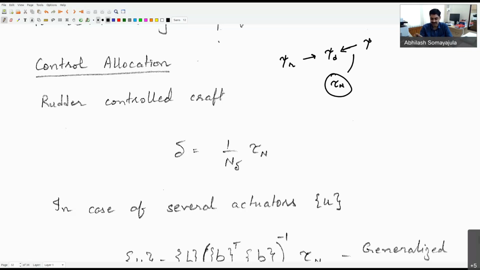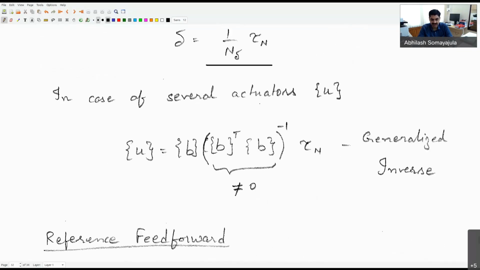But typically, as I said, you have to have an allocation problem along with it, which means that once I know what is the moment I want to apply, I have to break it down into how much actuator input I need to give. What is the rudder angle which I need to specify? In the case of a simple single rudder controlled craft, this is fairly straightforward. But if you have several actuators, then you can take the value of these actuators as B times B transpose times B inverse times tau n.